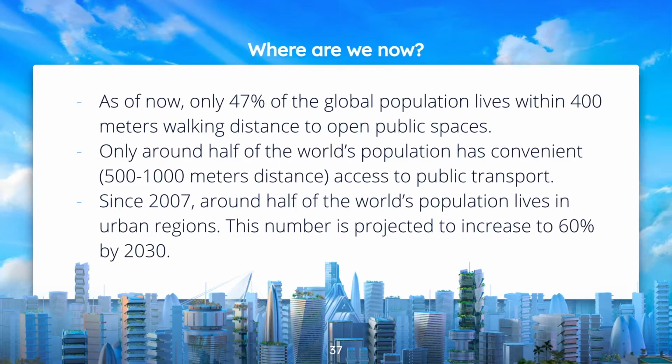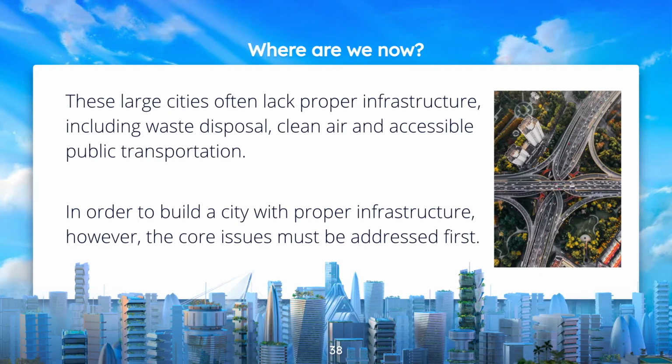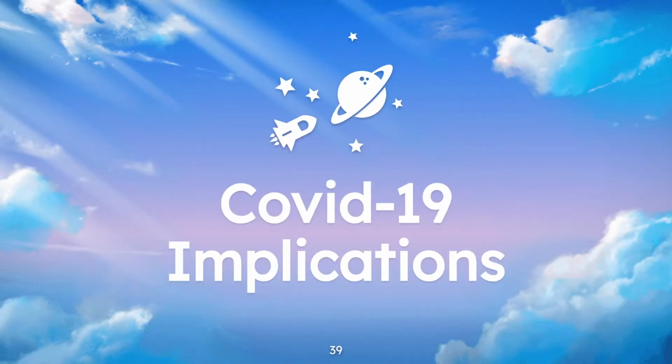Moreover, only around half of the world's population has convenient access to public transport. Finally, since 2007, around half of the world's population lives in urban regions, and this number is projected to increase to 60% by 2030. These large cities that people live in often lack proper infrastructure, including waste disposal, clean air, and accessible public transportation. Finally, there are many COVID-19 implications, making the problems that I have just described much worse for specific communities of people.